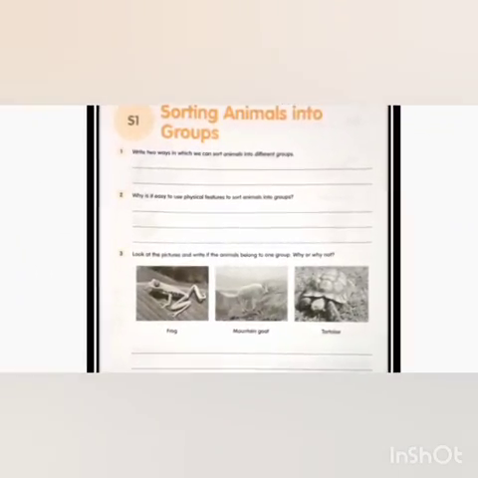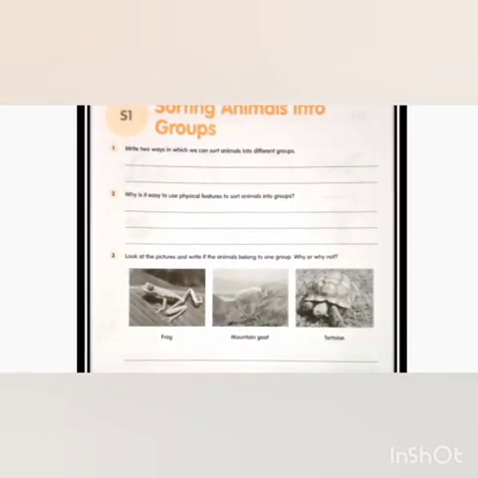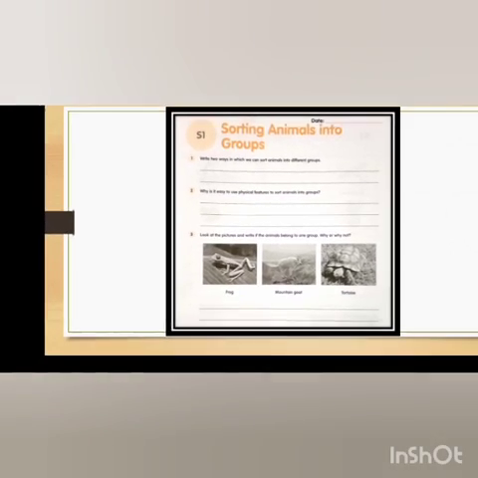Okay, S1 is attached. In question 1 you need to write 2 ways in which we can sort animals into different groups. In the second question you need to write an easy way to use physical features to sort animals into groups. In the third question, look at the picture and write to which group these animals belong.